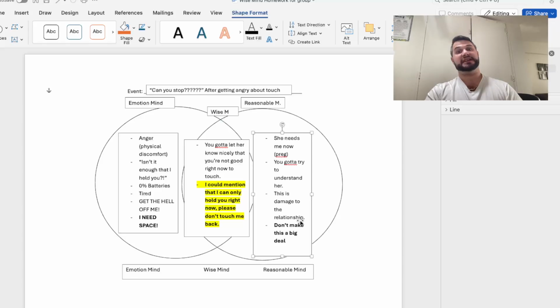Wise mind doesn't make things perfect. It just gives you the best choice in the situation without having an emotional blowout and without completely cutting yourself off from your feelings, which is doomed because you're going to go right back to your feelings and those feelings are going to come back with a vengeance.